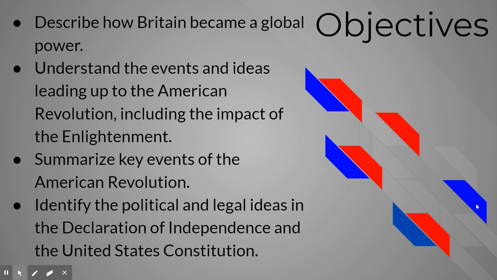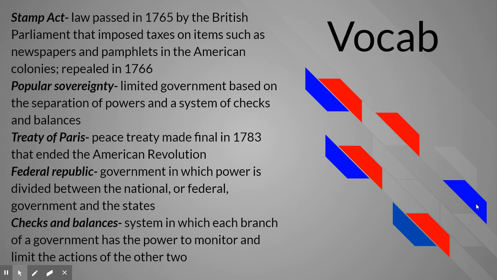There's going to be a video that you'll be able to watch that explains the battles a little bit more if you're interested in that. So here's our vocab. I won't go over it, but I'm going to tell you the Stamp Act is going to be super important, and to know popular sovereignty, federal republic, and checks and balances is really going to help you not only in this class, but in the future.